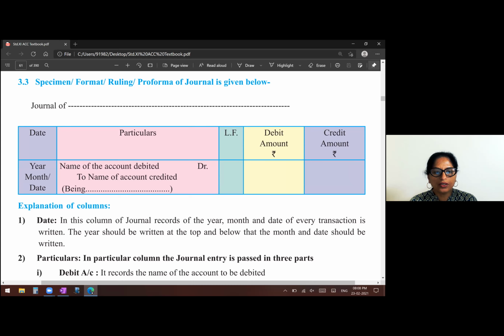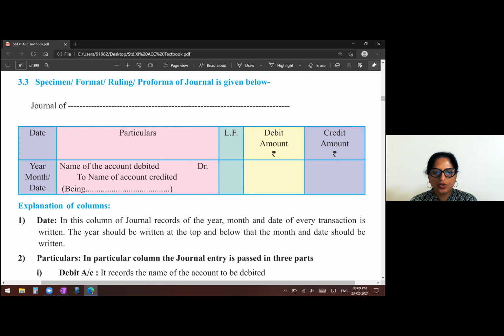Now, if you look at the journal specimen, which is on page 52, you will find first it is written journal of. So you have to write in whose books you are preparing, or who the businessman is, so his transactions are recorded in that journal. If you look at the format, it says date, particulars, ledger folio, debit amount, credit amount. Under the date column, you always begin with the year, then the month, and then the date. So here you write the year and month once, and then below that you write the dates for that month.